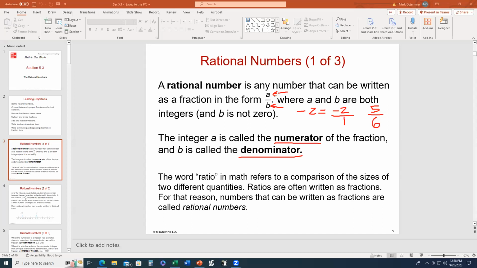Fractions or rational numbers can always be called also ratios. A ratio is a comparison of two numbers, and ratios are often written as fractions. And so therefore ratios and rational numbers are basically one and the same.